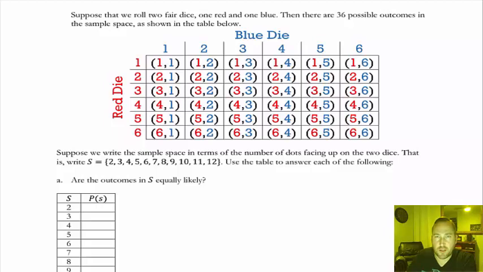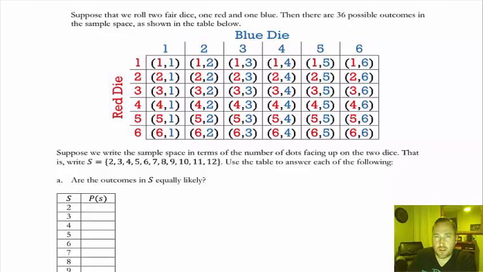outcomes of a rolling of 2 dice, and realize that when 2 dice are rolled, this is one of the different outcomes that could appear as you're looking at the table, and I have it colored as if you had one red die and one blue die, so that you could visually see that there's 36 outcomes.